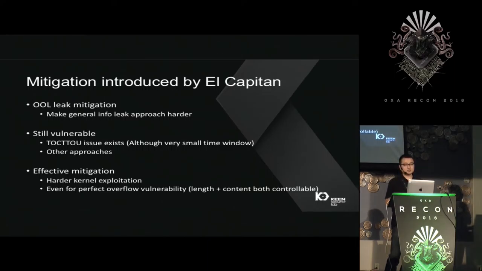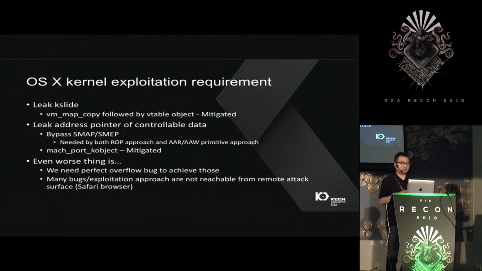And also, if you want to exploit El Capitan, I think before our bugs were public, we can find all of them are kind of perfect overflow vulnerabilities, which means you need an overflow vulnerability where its length and its written content are both controllable. So in many cases, such vulnerabilities, we will have some non-perfect ones, which we have to give up before that.